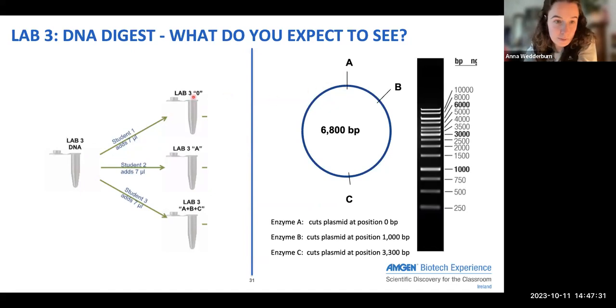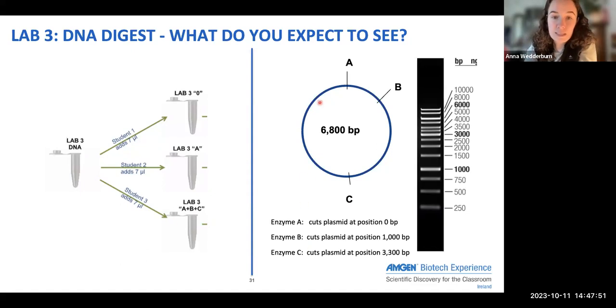For 3-0, what do we expect to see? Just the plasmid really, because nothing's getting cut. For 3A, it's just going to get cut at A. So what we'd expect to see is this plasmid, which is a circle, just opening up. So you just expect to see one line, and that one line would be 6,800 base pairs in length.